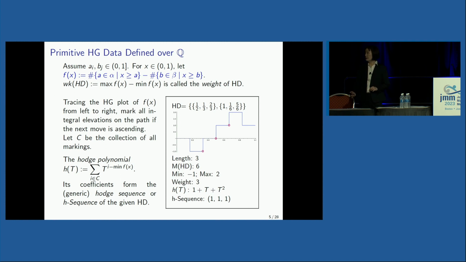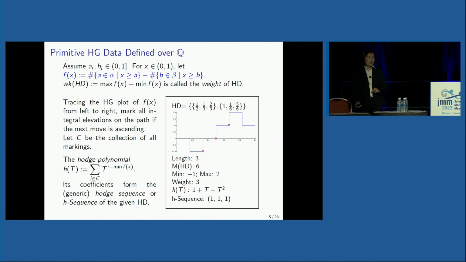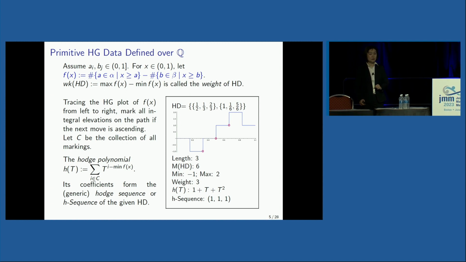So this is the second example I mentioned earlier, so I show you the graph. And with this graph, which is a step function, we look at the maximum. In this case, it's 2. Take away the minimum, which is -1. The gap is called the weight of the hypergeometric datum.